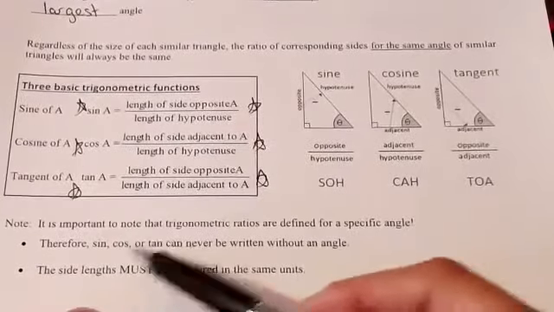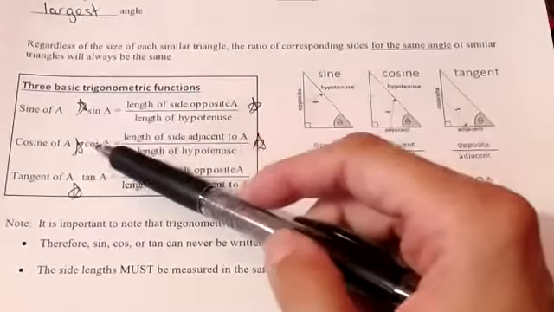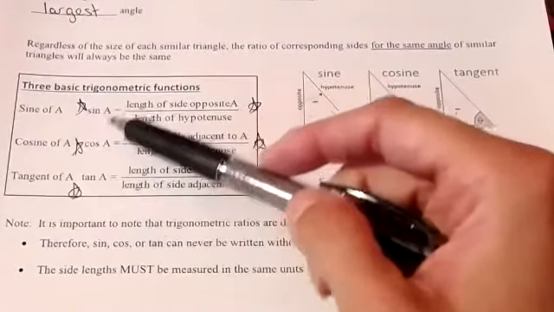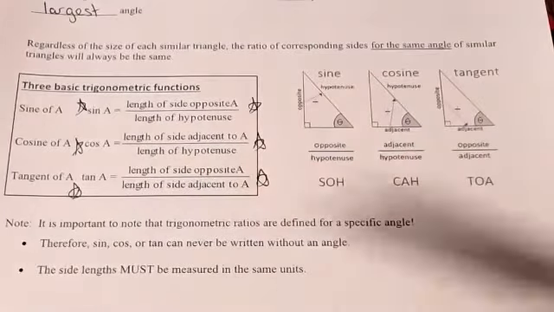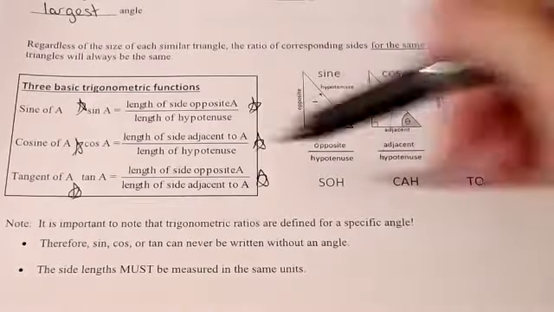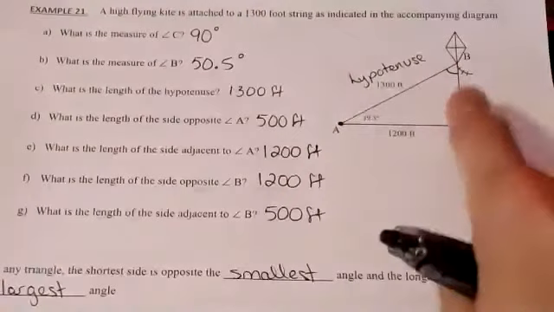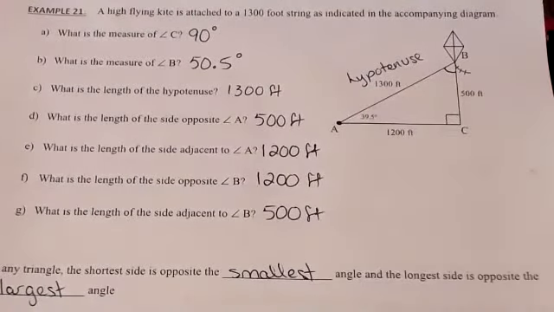Note that sine, cosine, and tangent can never be written without an angle, which is why I want your eyes to be focused on this: sine of an angle, cosine of an angle, tangent of an angle. And then the side lengths have to be measured in the same units. But this has always been consistent across the board. You're never going to have a diagram that has meters and then feet. And if it does, you need to make sure they're the same units.